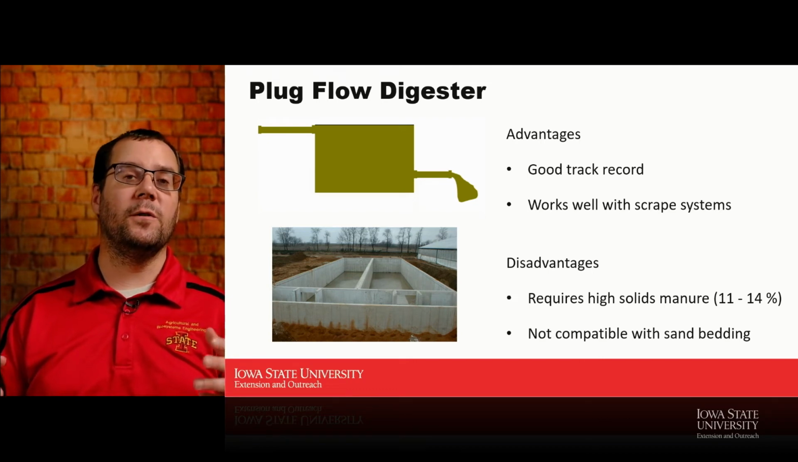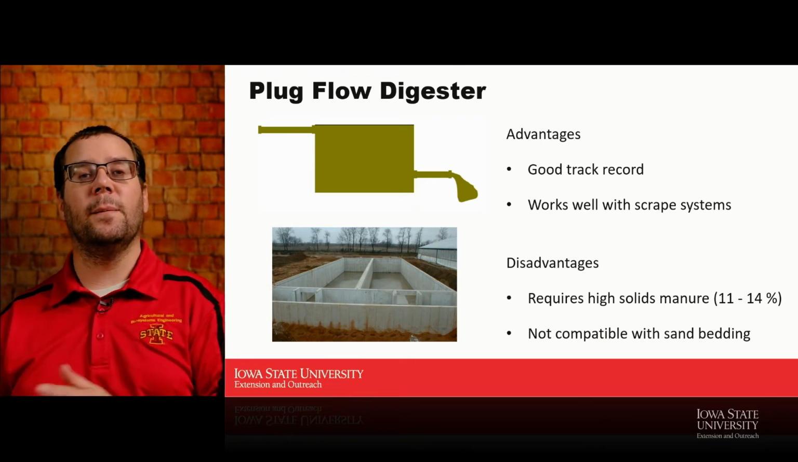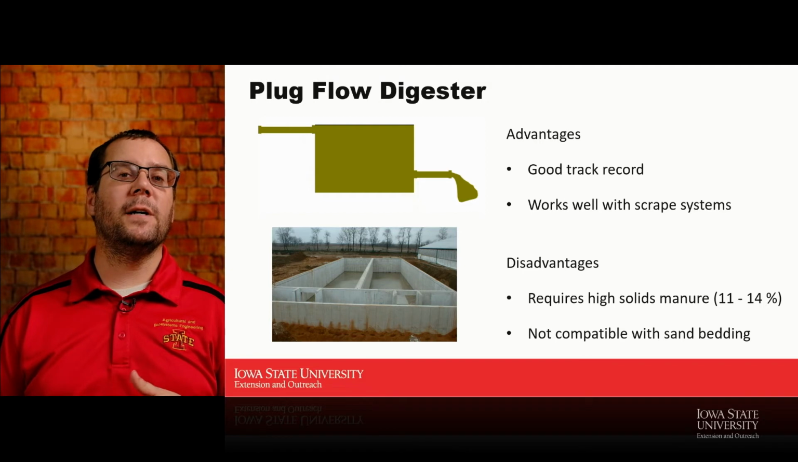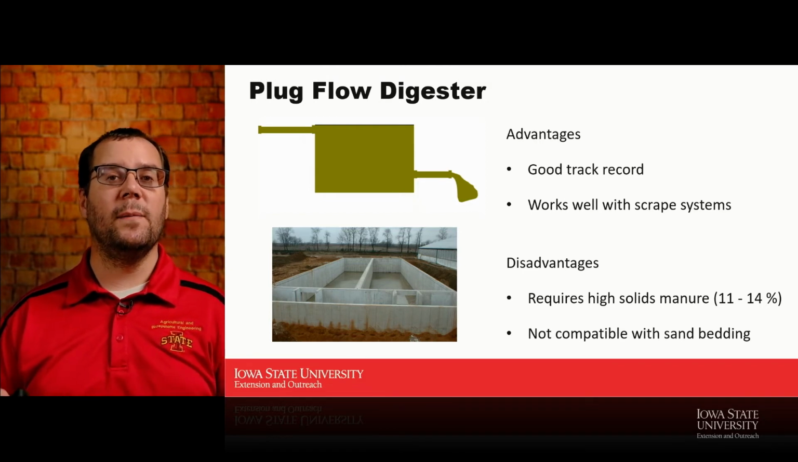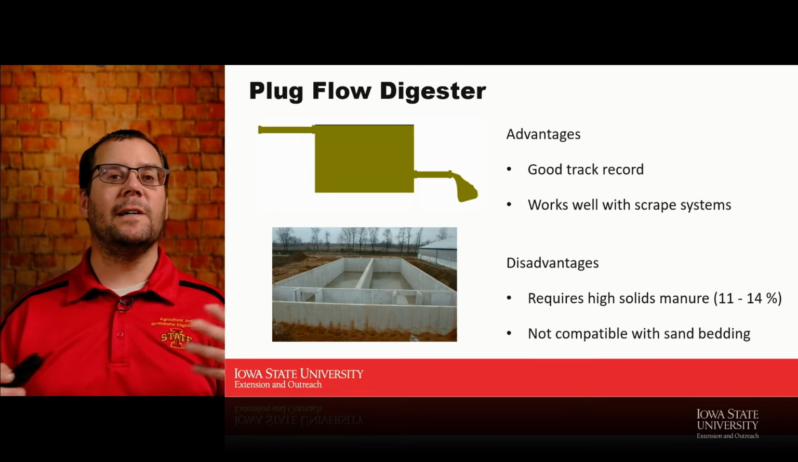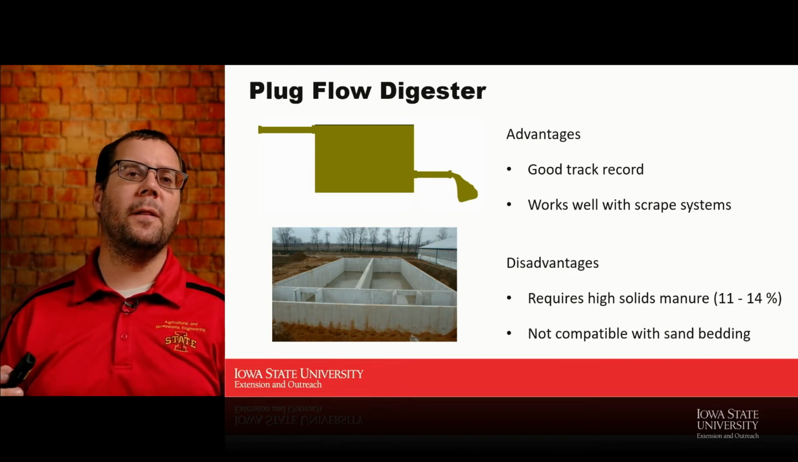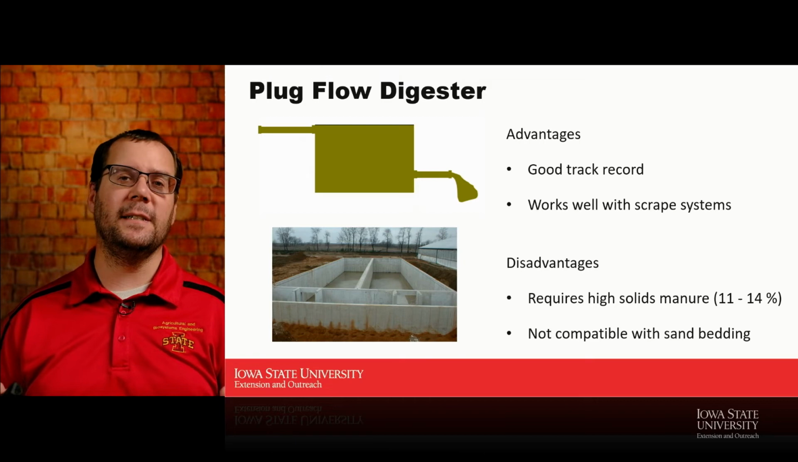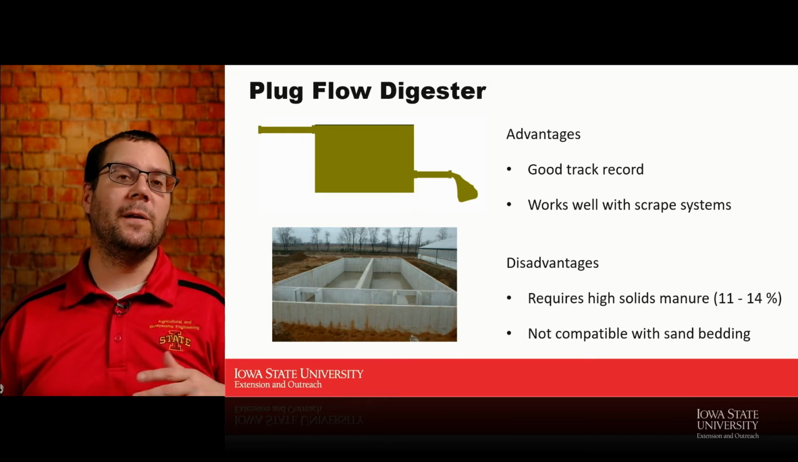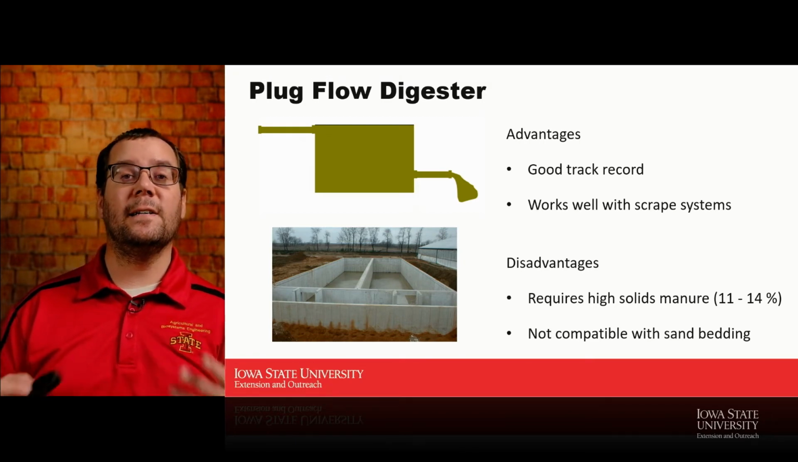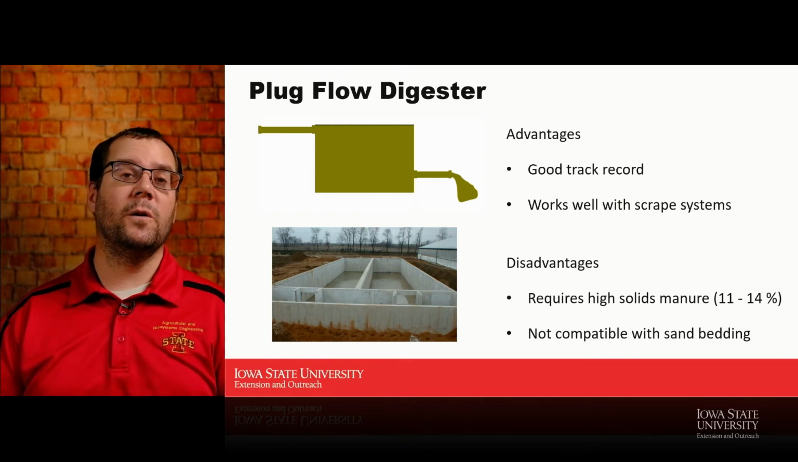That material is going to move through the system from the front end to the back end. And as it does, the microbial biomass develops, breaks down, and then eventually we're done treating it in our digester. So if we compare that plug flow digester to a completely mixed one, from a scientific standpoint, plug flow digesters can get a higher conversion efficiency. They can turn more of that organic material into methane.